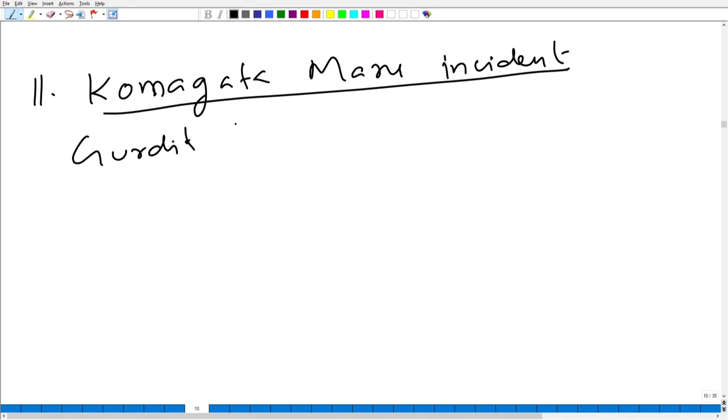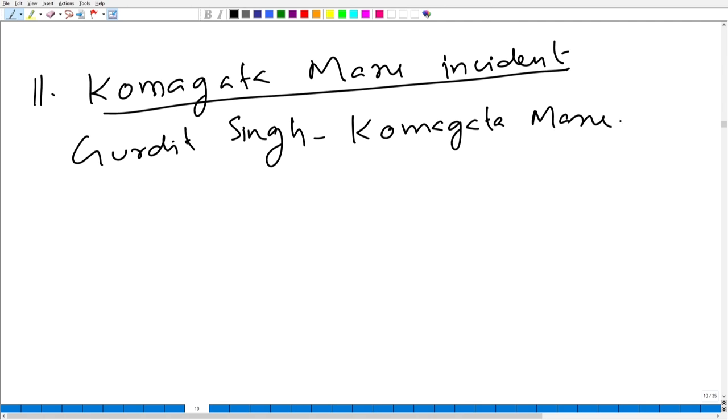In 1914, Gurdit Singh, an Indian contractor based in Singapore, chartered a ship called Komagata Maru to Vancouver. The ship set sail towards Vancouver on the Canadian coast.